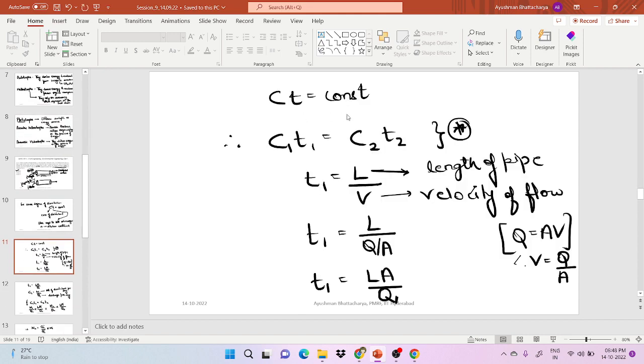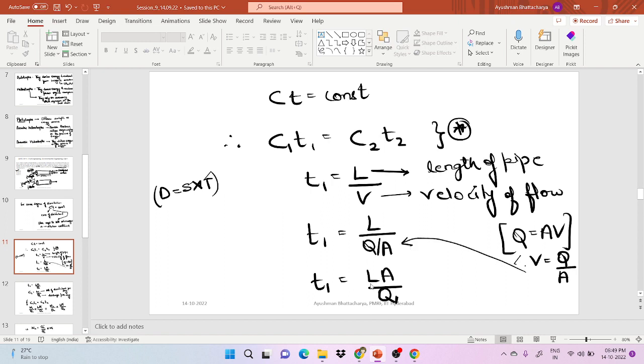Now Ct is constant, so C1 T1 is equal to C2 T2. T1 we can write as L over V. Basically, by the unitary method, distance is equal to speed into time. Time is equal to length of pipe divided by velocity of flow. T1 is equal to L divided by Q by A, so T1 is equal to LA by Q. Velocity we can write, Q is equal to AV, so we can write V as Q by A.